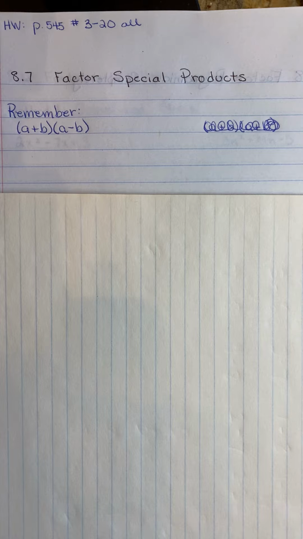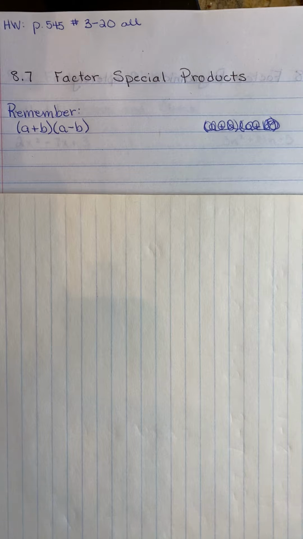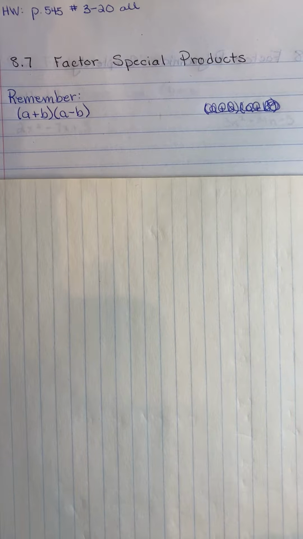Hi, Algebra students. Today we're going to cover 8.7, sorry. You'll notice that I'm skipping 8.6 because it's just a little bit more difficult. So I'm going to do 8.7, 8.8, and then we'll go back and pick up 8.6. Today is factoring special products.